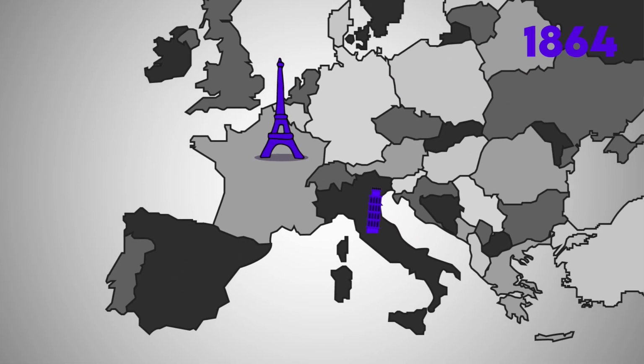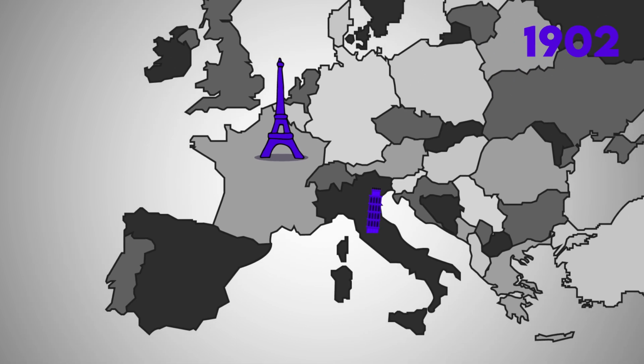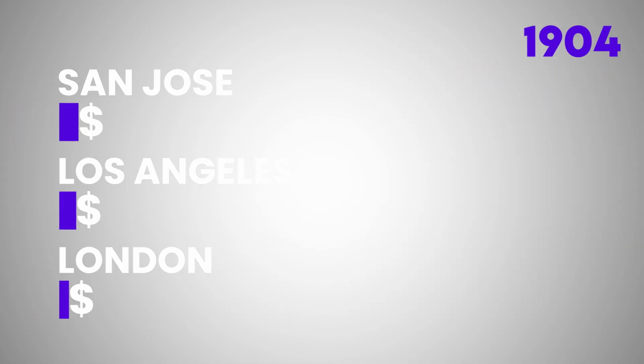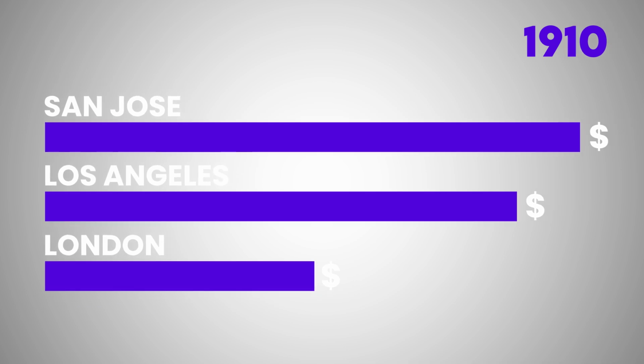Our data also suggest that in 1900, the richest regions of the West were in North America, with San Jose and Los Angeles having higher income levels than London.